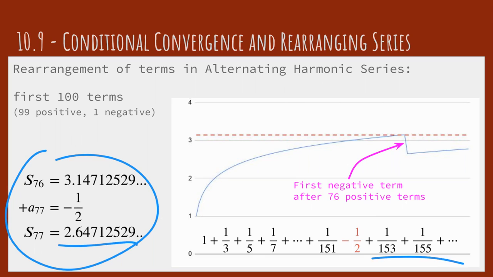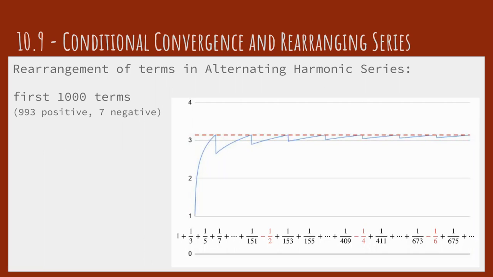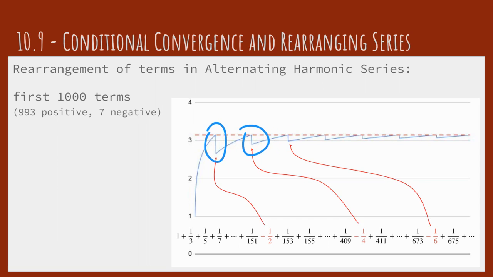So if I expand this from the first 100 terms to the first 1,000 terms, we can see that in the first 1,000 terms, there's 7 negative terms that we add on every time we get to one of these dips here. And then after we subtract one of those negative terms, then we're adding the positive terms so we get bigger than pi again. So you can see here that the minus 1/2 happens right here. The minus 1/4 happens here. The minus 1/6 happens here. This is going to be minus 1/8, minus 1/10, and so on.